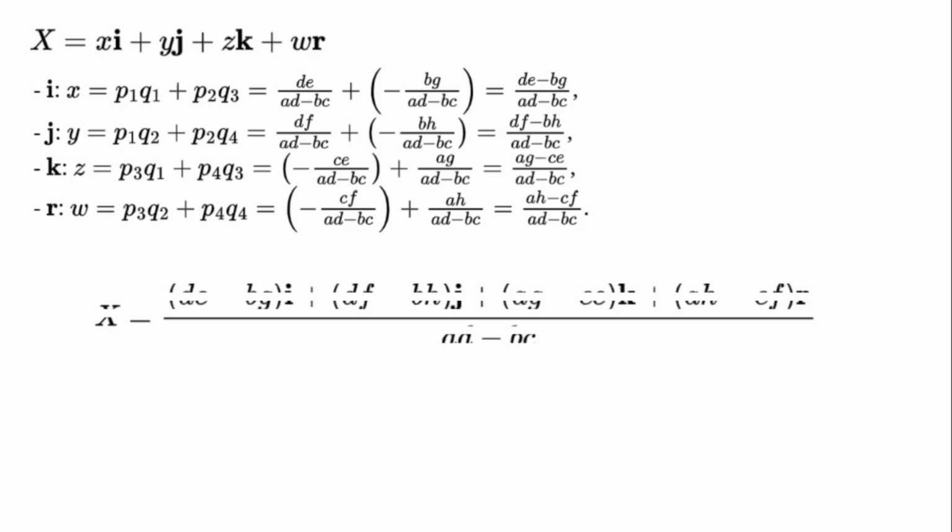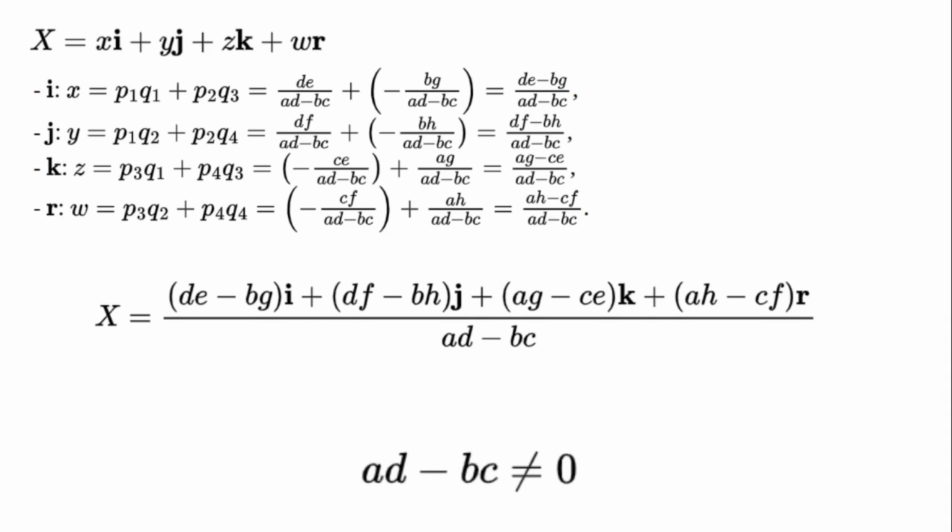So x equals (d times e minus b times g) times i plus (d times f minus b times h) times j plus (a times g minus c times e) times k plus (a times h minus c times f) times r, all divided by (a times d minus b times c). This solution assumes a times d minus b times c is not equal to 0. If a times d minus b times c equals 0, m has no inverse, and we'd need to check if solutions exist, similar to singular matrix equations.